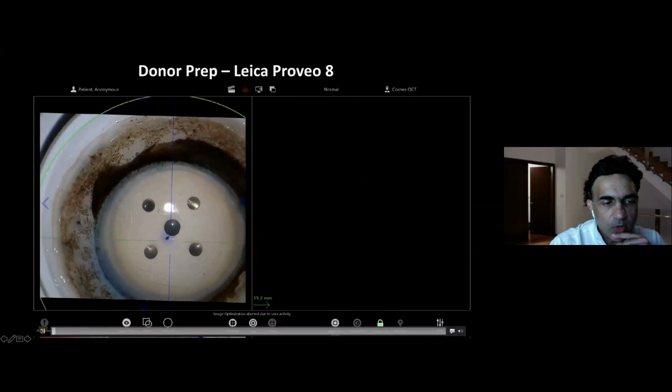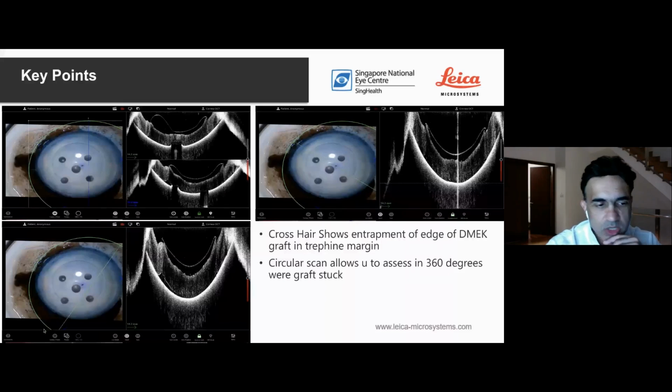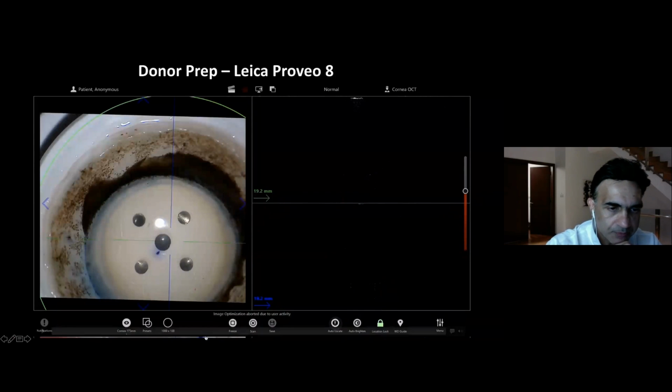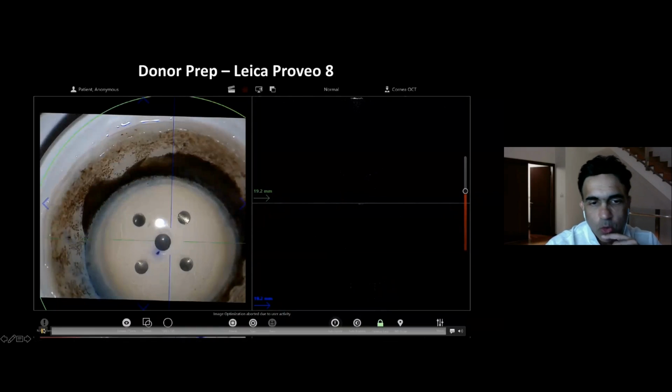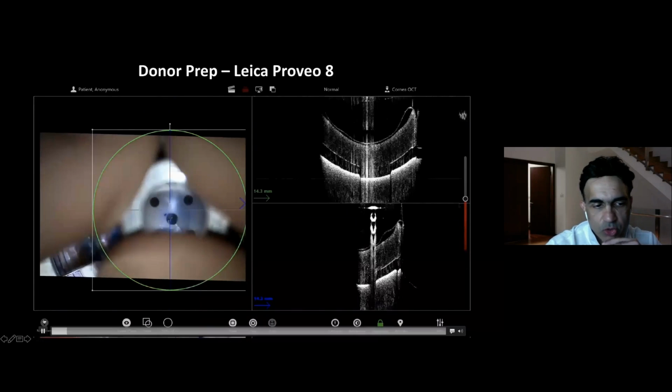This is an example of a patient you're going to see in a minute who's going to have a DMEK. I'm going to show you some things about the donor preparation. You saw before how we prepare the donor. This is a pre-stripped tissue from our eye bank. Normally they'll put a hinge on the surface over here. You can see this is a simple crosshair, and I'm just trephining the tissue.